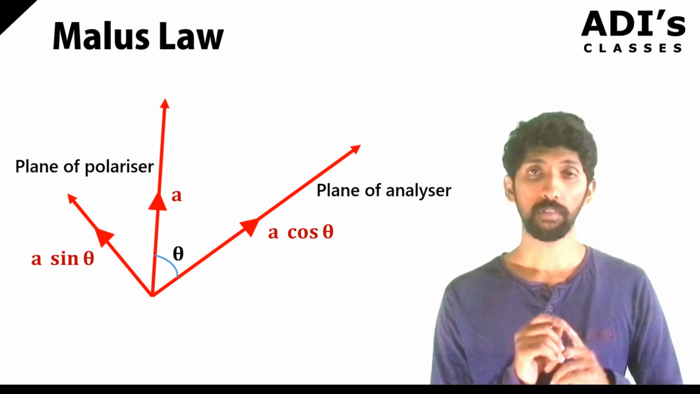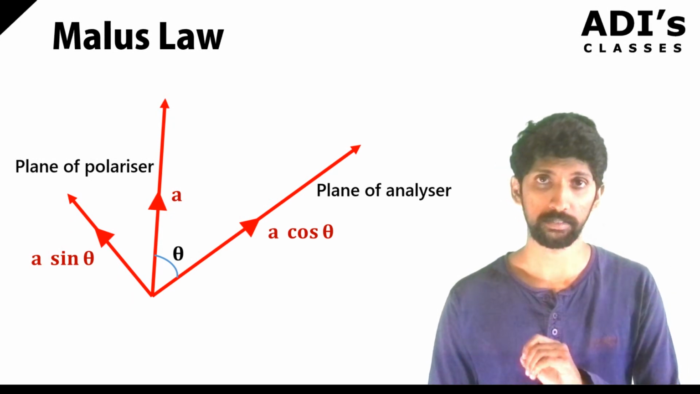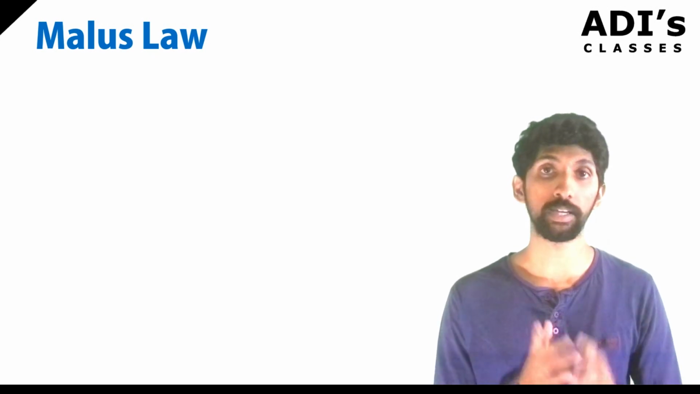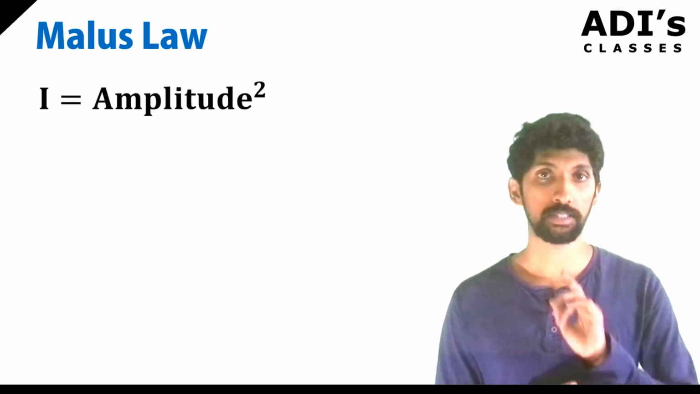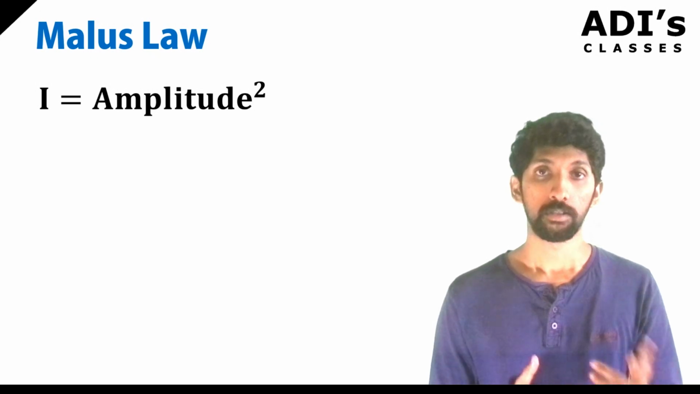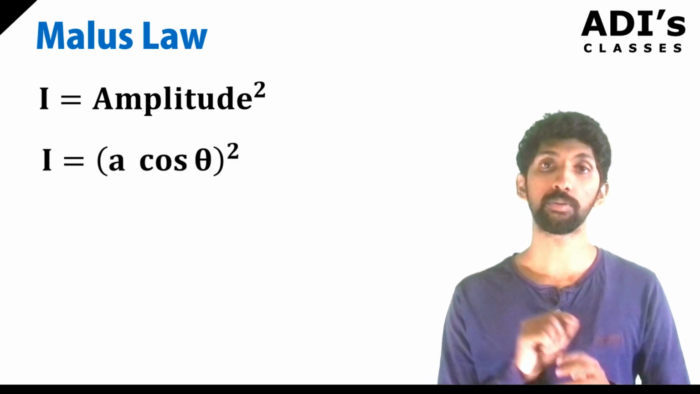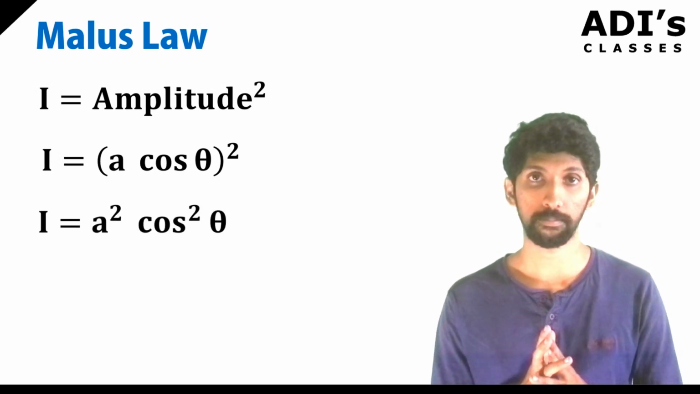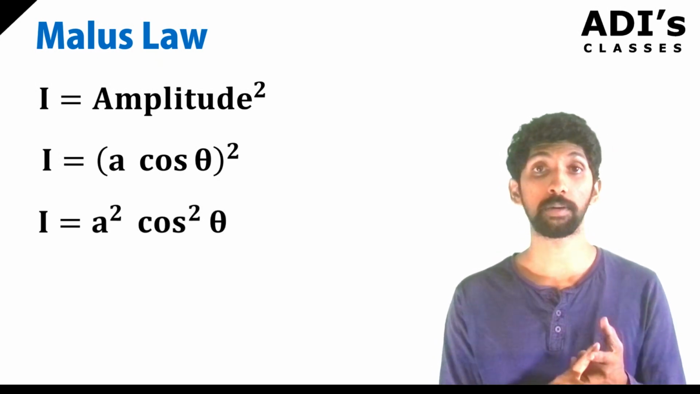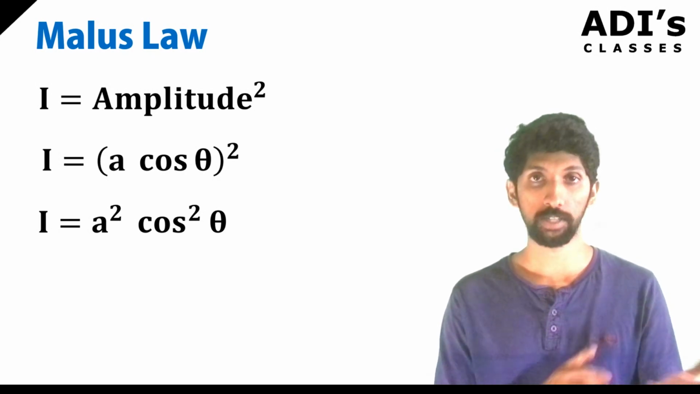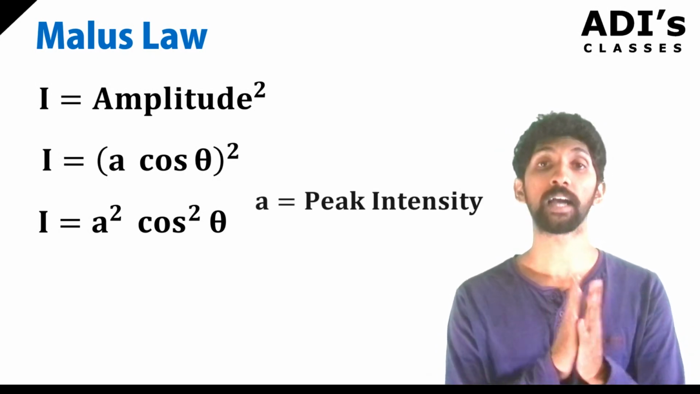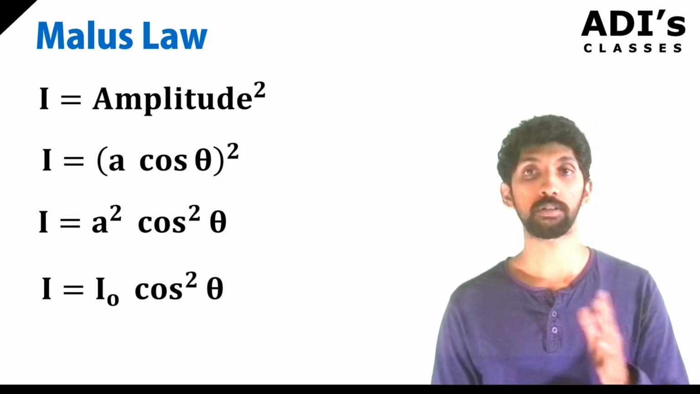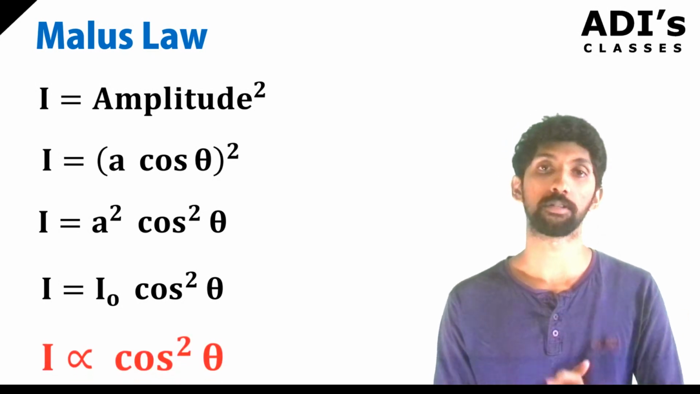Now if we have to look at the intensity, remember, the intensity of the light is amplitude square, correct? So in this case, it is a cos theta, so we have to square that. So what we get is I is equal to a cos theta whole square, or a square cos square theta, right? Now a square is nothing but the peak intensity, so we'll call it I naught. So we get I is equal to I naught cos square theta, or I is proportional to cos square theta. This is nothing but Malus's law.